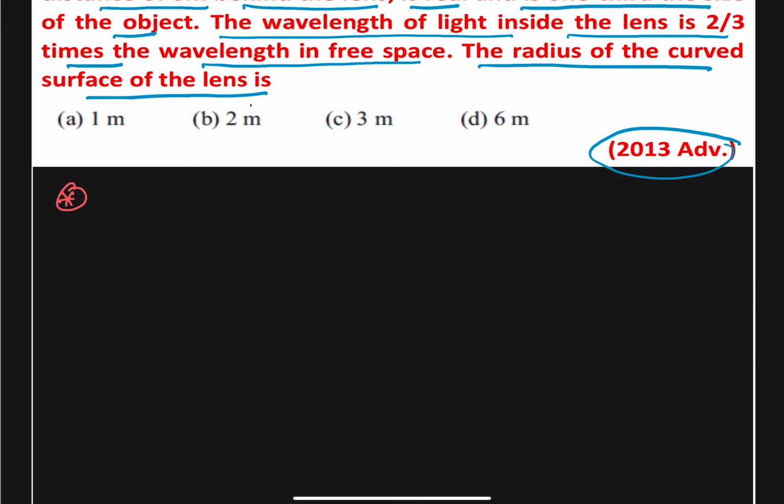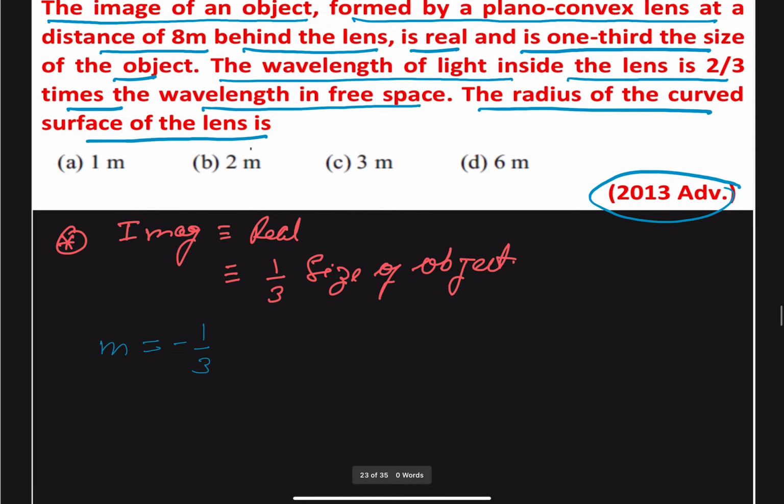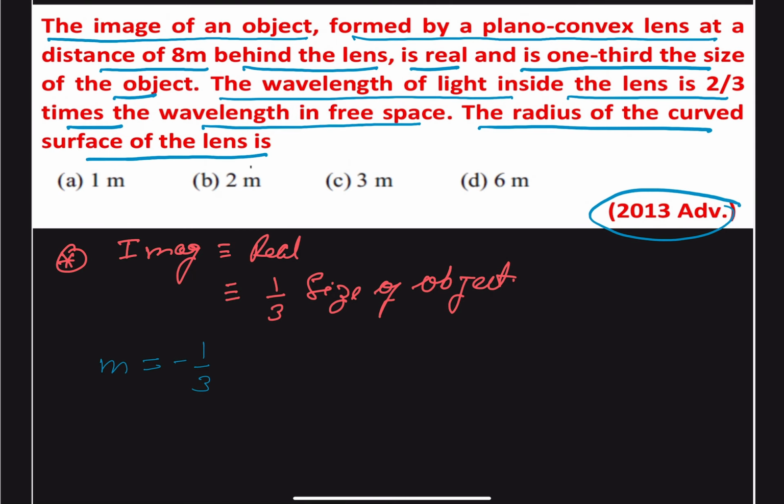We say that our image is real and this is 1/3 the size of the object. Therefore the magnification, m, will be equal to 1 by 3 with a minus sign because of the real image. And we are also given that the image distance is 8 meters behind the lens.